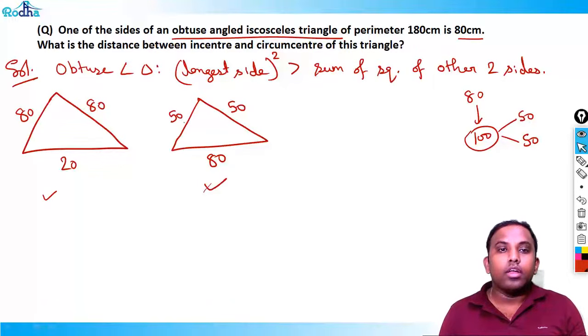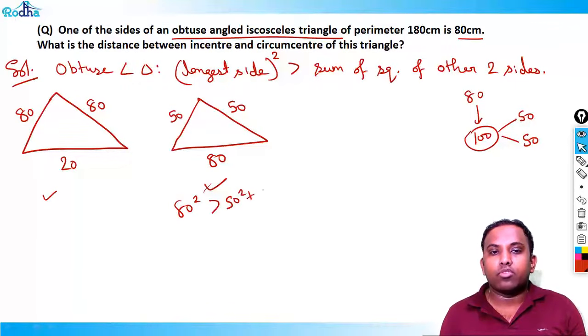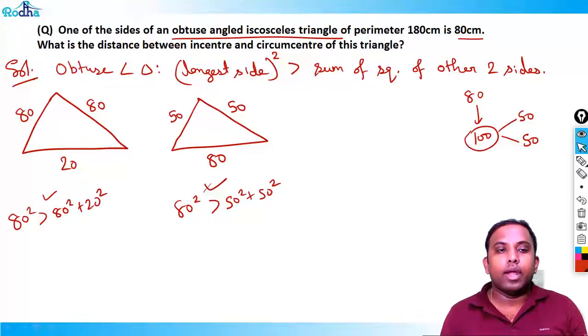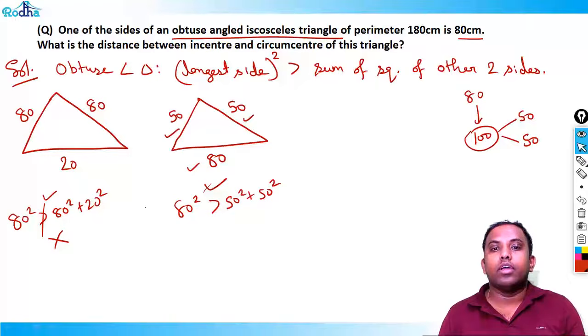Now the longest side's square should be greater than the sum of squares of the other two sides. In the second case, 80 square is greater than 50 square plus 50 square, which is true. Here, 80 square will not be greater than 80 square plus 20 square. It becomes false. That means the sides of our triangle are 80, 50 and 50. Very important information.